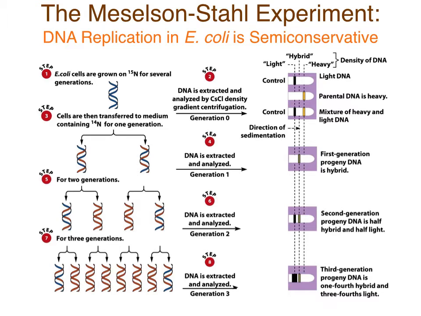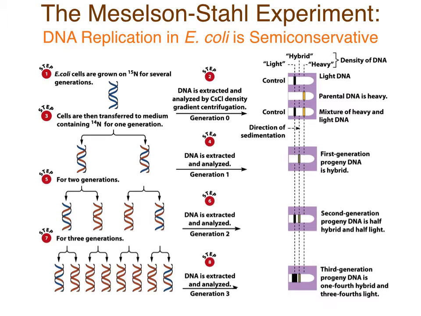Step two then would be to transfer the cells to a medium that has nitrogen 14, the normal nitrogen, the natural light form of nitrogen, and grow them up for one generation. As they grow up for one generation, if DNA replication is semi-conservative, as you see there on step 3, you then should produce a sort of hybrid strand of DNA where one of the strands is a heavy strand and one of the strands is a light strand.